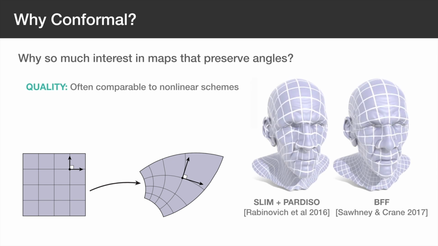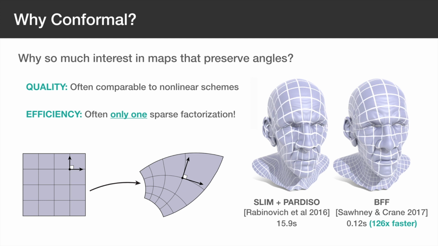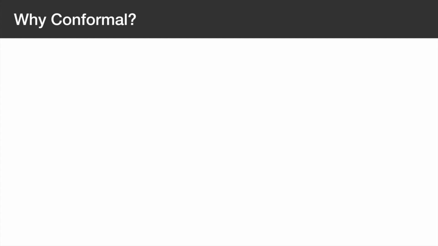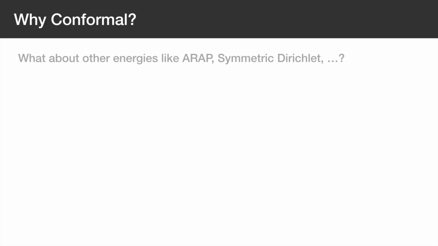Well, it turns out that it's often possible to do just as well as nonlinear schemes in terms of quality, but at a fraction of the cost. Computing a conformal map amounts to solving easy linear equations, which in turn results in fast and scalable algorithms. Okay, but what's so special about angle preservation? Aren't there a whole bunch of energies that trade off angles and scaling to better minimize distortion?